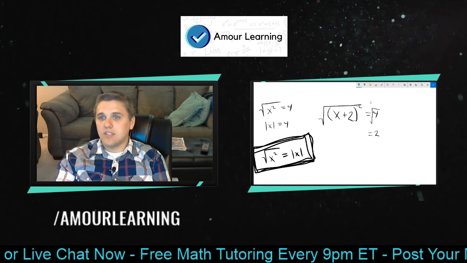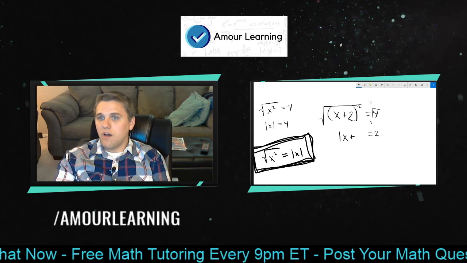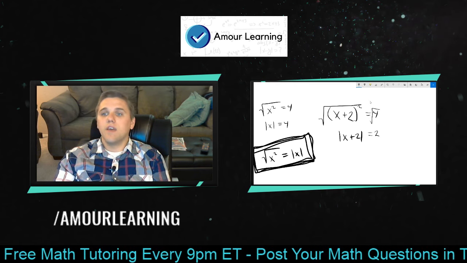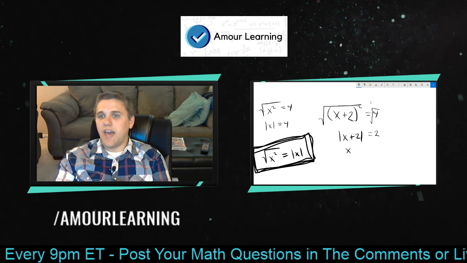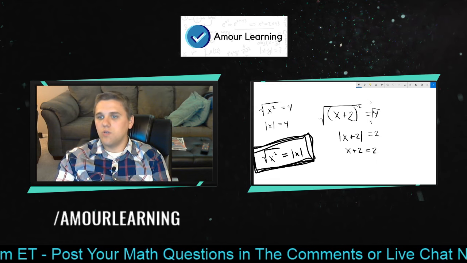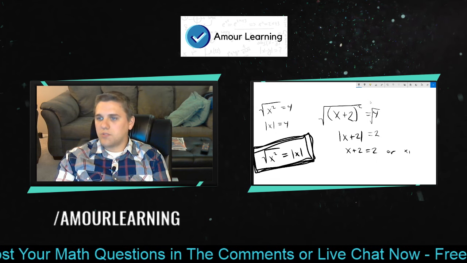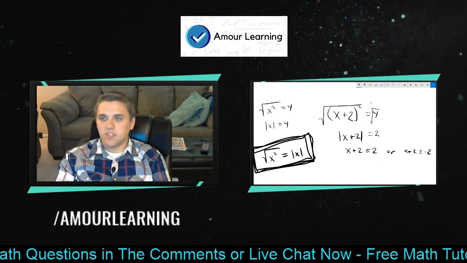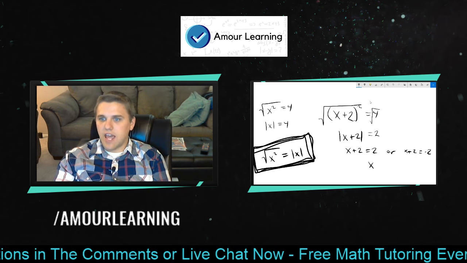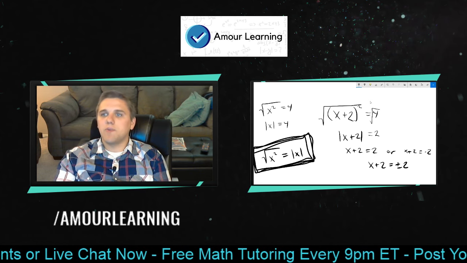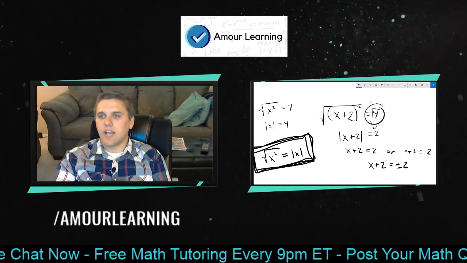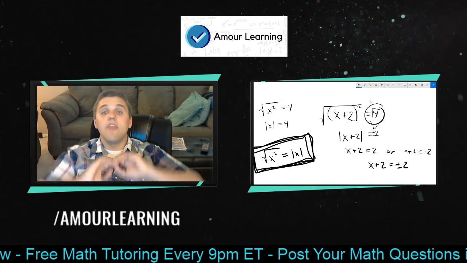So what this is saying is actually the absolute value of x plus 2 equals 2. And so how do I solve this? Well, the solution is if x plus 2 equals 2 or x plus 2 equals minus 2. Another way of saying this is that x plus 2 equals plus or minus 2. I get a lot of people saying, oh, square root of 4 is actually plus or minus 2. That is not true at all.